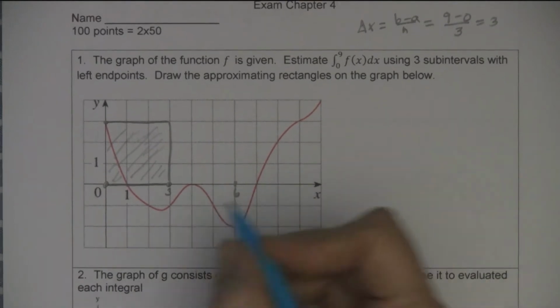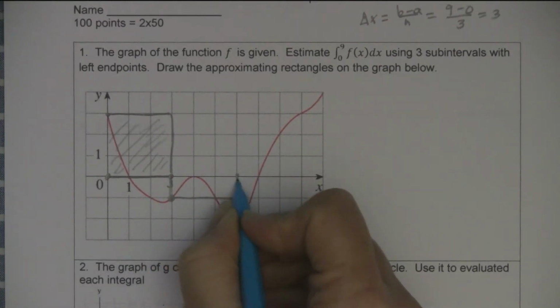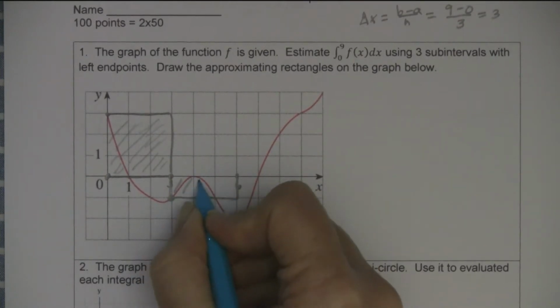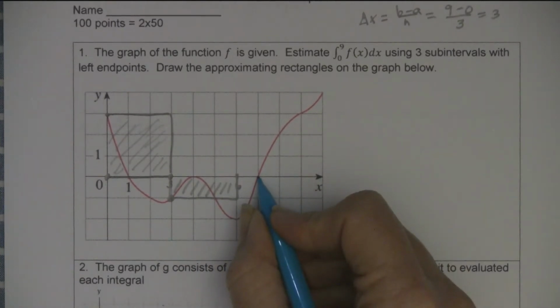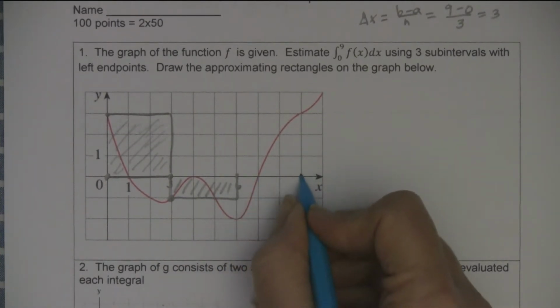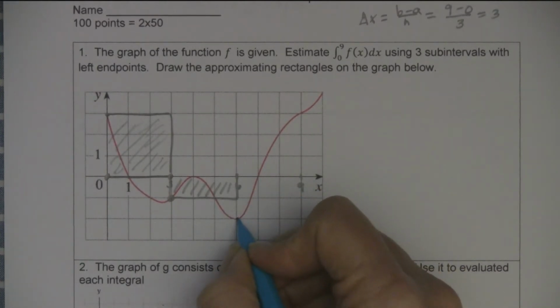And we're going to use the left. So this is the left endpoint, and this is our approximating rectangle here. And then from 6 to 9, 7, 8, 9. And I'm going to use the left, which is here.